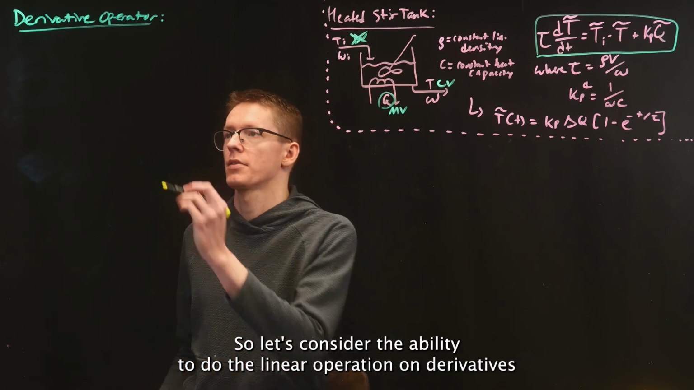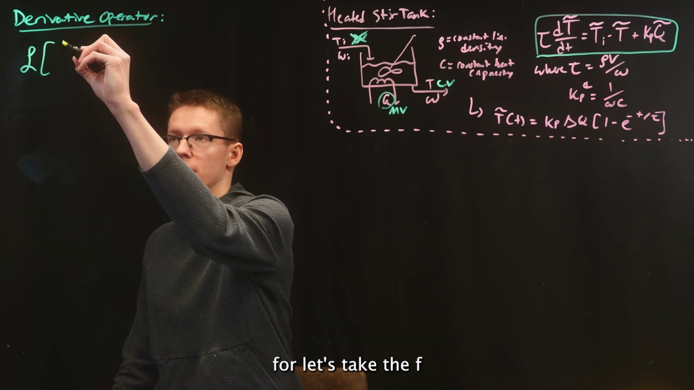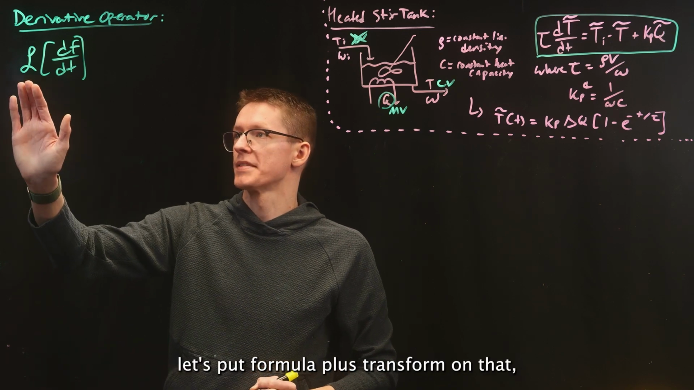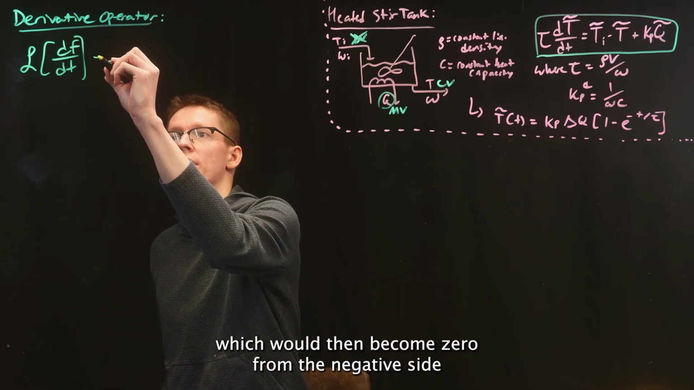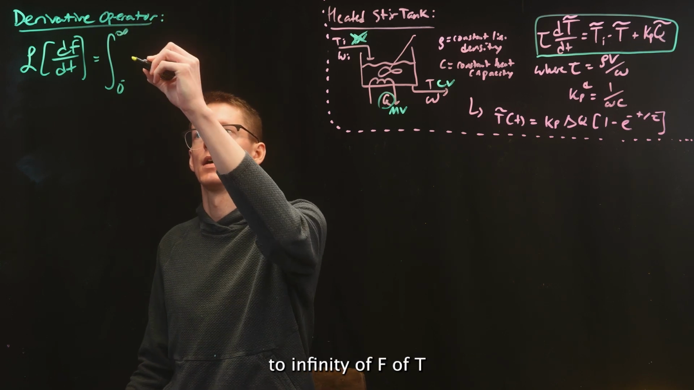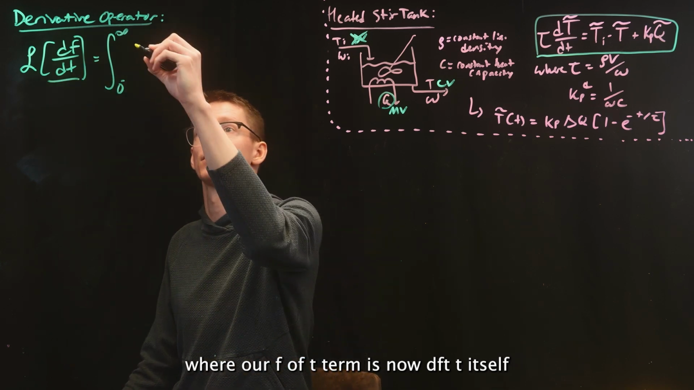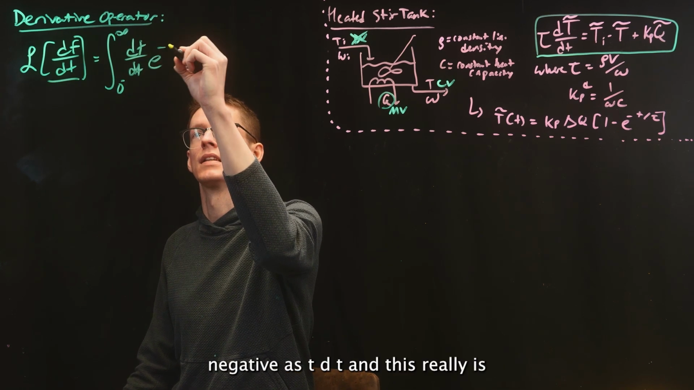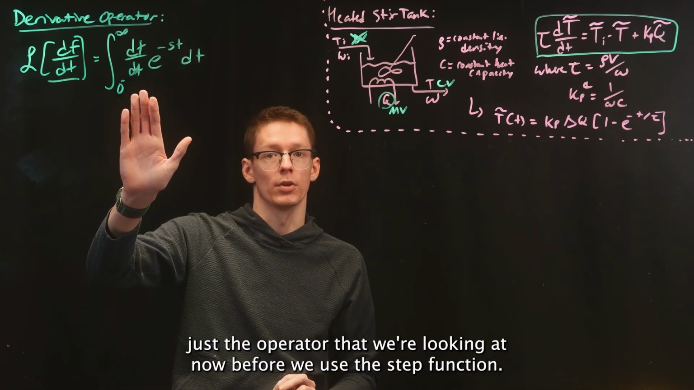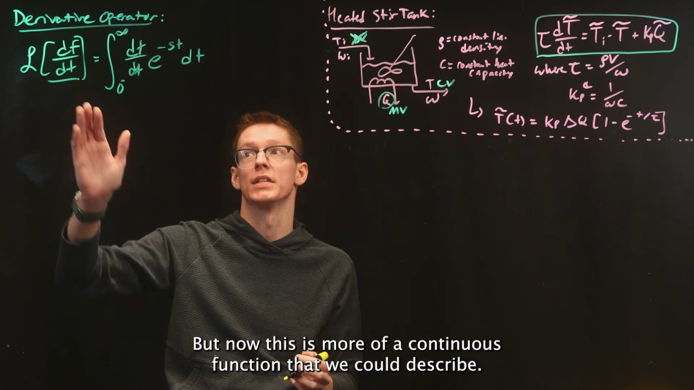So let's consider the linear operation on derivatives, let's take df/dt, where f is a function of t. Let's perform a Laplace transform on that, which would then become the integral from 0 negative to infinity of f of t, where our f of t term is now df/dt itself, times e to the negative st dt. And this really is just the operator that we're looking at. Now before, we used a step function, but now this is more of a continuous function that we could describe.